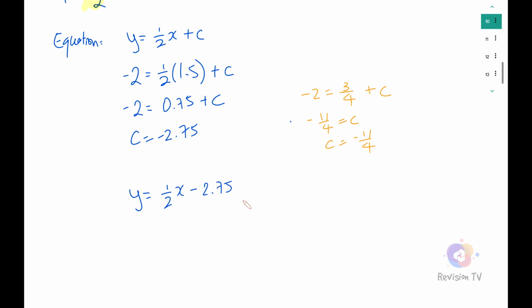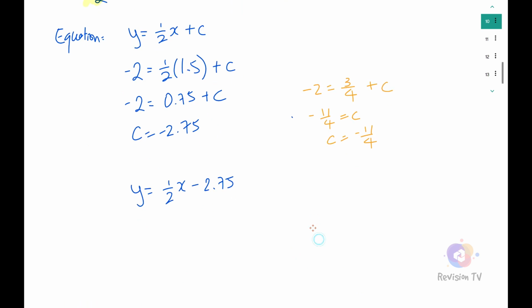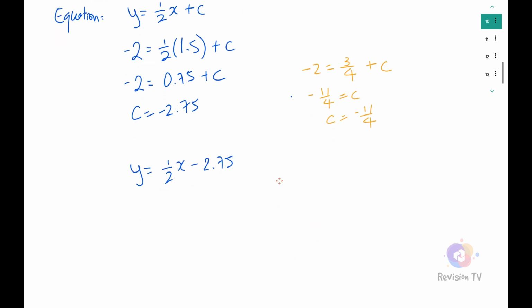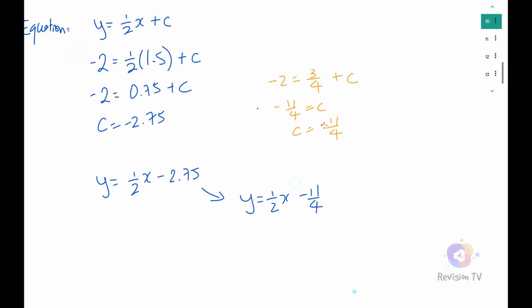Now, this is actually not useful at all to get to the final answer because the final answer is all whole numbers. So in this case, using a fraction version will be easier. So I'm going to turn this into a fraction, into y equals a half x minus 11 over 4. To turn this into whole numbers, you can see the question wants all integers without fractions.